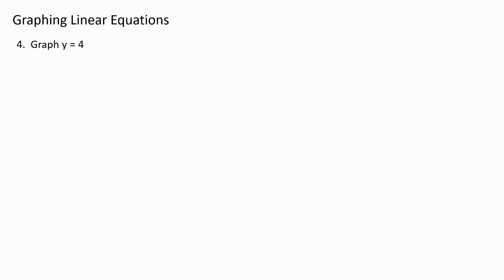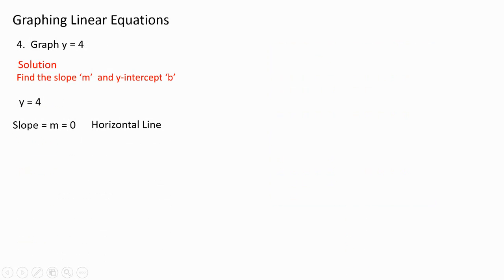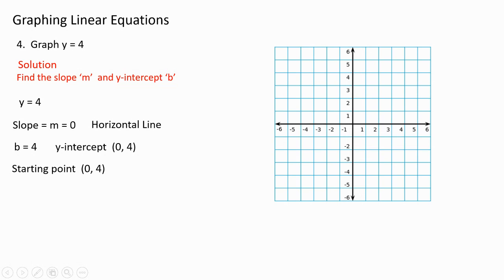Okay. Now let's graph y equals 4. My slope is going to be 0, because there's no x. And my y-intercept, my b, is going to be 4. So that's my starting point, (0, 4). And recall from the earlier slide that when the lines are horizontal, it's going to be 0 slope, which would be y equals a number. Y equals 4. So we're going to go to (0, 4), and the line is going to pass through that point horizontally. That's my line.